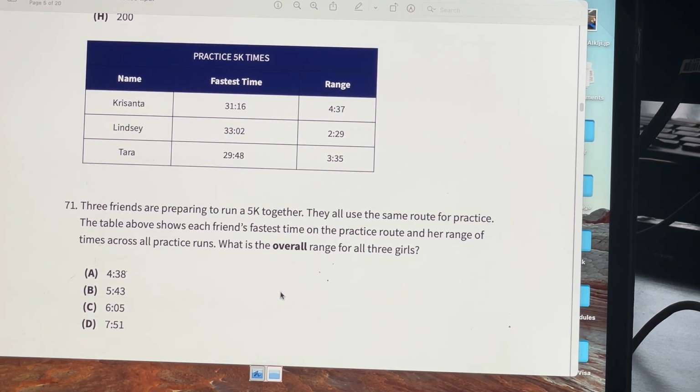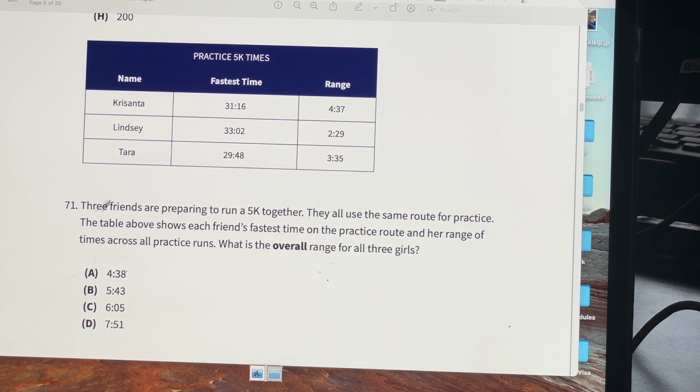Now 71, I made a mess when I did this. So the mess was, there are three friends. We want the overall range, right? So I need the overall range of the three people who ran this. I know their fastest time, so I need to know what Chrysandra's slowest time is, Lindsay's slowest time, and Tara's slowest time. Once I have all those 6 pieces of information, I'm going to take the slowest one, subtract the fastest time, and that's going to give me my range.